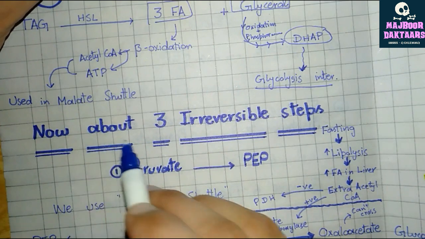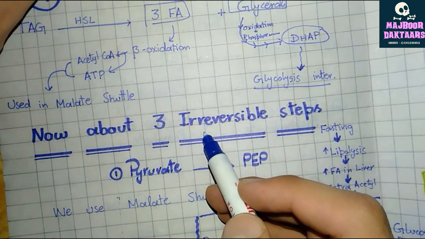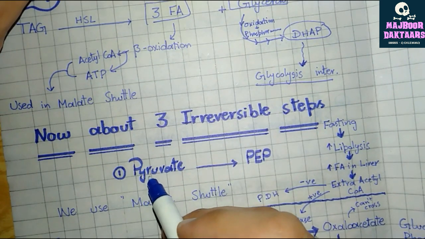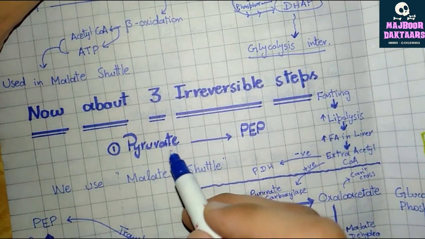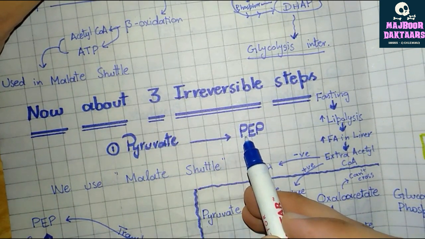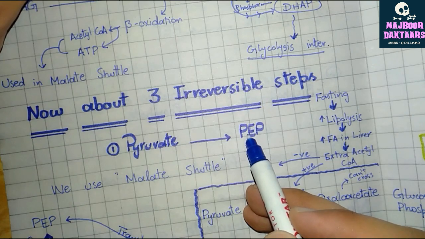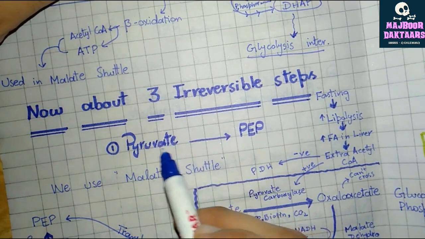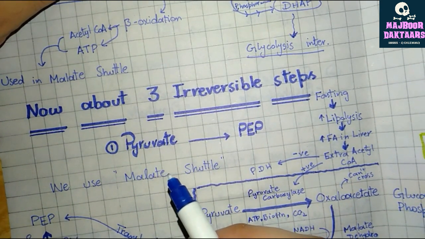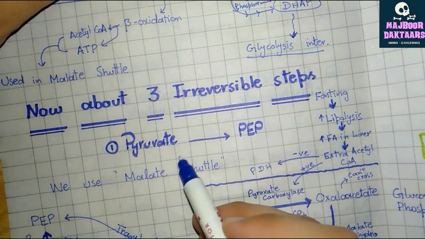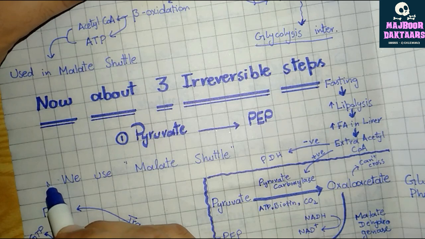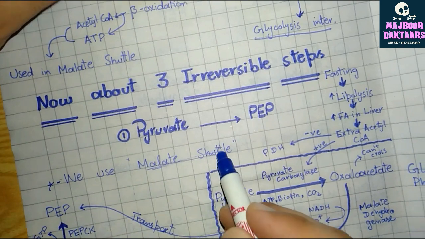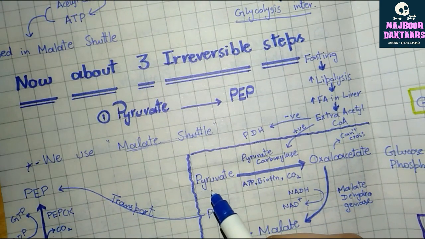Now about the 3 irreversible steps, we move from top to bottom for the steps in glycolysis. So the first step in gluconeogenesis will be the last step of glycolysis, which is the pyruvate to phosphoenol pyruvate conversion. Since this is the first hindrance in the process of gluconeogenesis, we use a different method from what is used in glycolysis. So here, instead of pyruvate kinase, which is used in glycolysis, we use the malate shuttle. Now what is the malate shuttle?